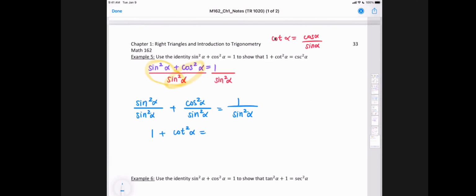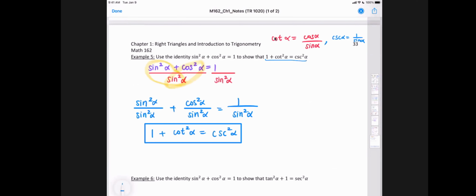And we know that one of the reciprocal identities is cosecant of alpha is 1 over sine alpha. So this is equal to cosecant square alpha because we have a sine square. And see how that matches what we wanted to find, which is one of the other forms of the Pythagorean identity.